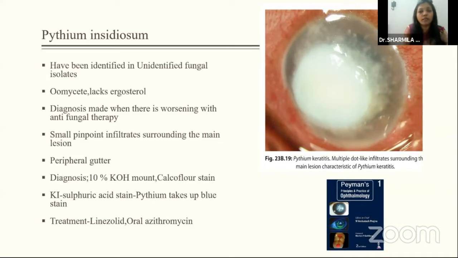So when do you suspect it? You treat the patient thinking it's fungal keratitis with antifungal drugs and it doesn't respond, then you should think of Pythium keratitis. But if you pick it up early with these findings, maybe you can start the patient on linezolid and oral azithromycin.